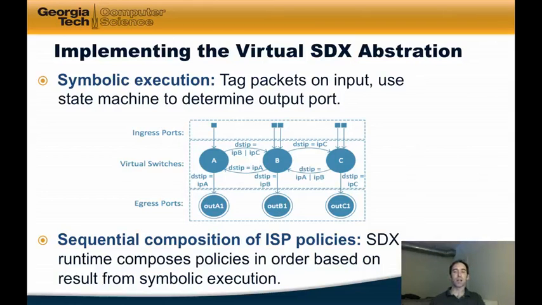This state machine abstraction prevents packets from taking paths that are not compliant with the policies of the AS at the exchange. Once the appropriate paths and policies have been computed, the SDX runtime composes the AS's policies in the order of packet traversal based on the result from the symbolic execution. For example, a packet that arrives on AS A's ingress port that is destined for IP B would be subject to A's policies followed by B's policies.